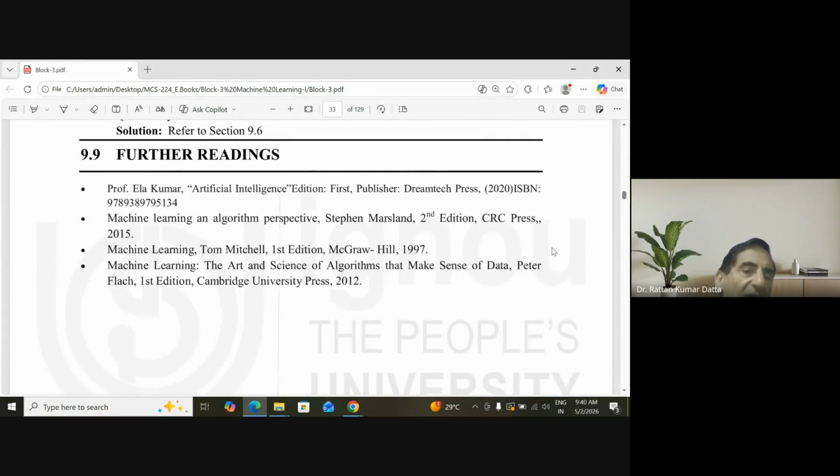So you can read machine learning methods. There is a lot of literature there. You can see that some 4 books are mentioned here, and that's it.